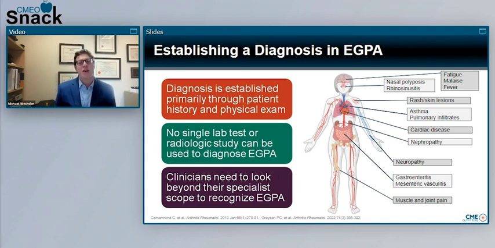The other thing is, not only can this disease present in many different organ systems, whether it's the sinuses or the lungs or the heart or the kidneys or the GI tract, or with neuropathy or with rash, but also doctors often look at blood tests, and there isn't any single lab test that can really help with the diagnosis other than perhaps recognizing eosinophilia.